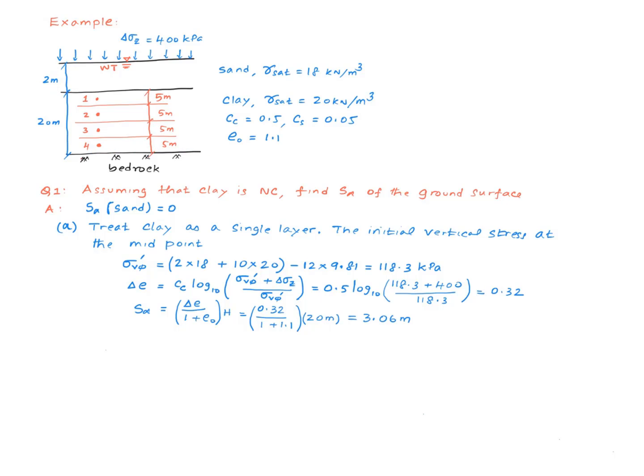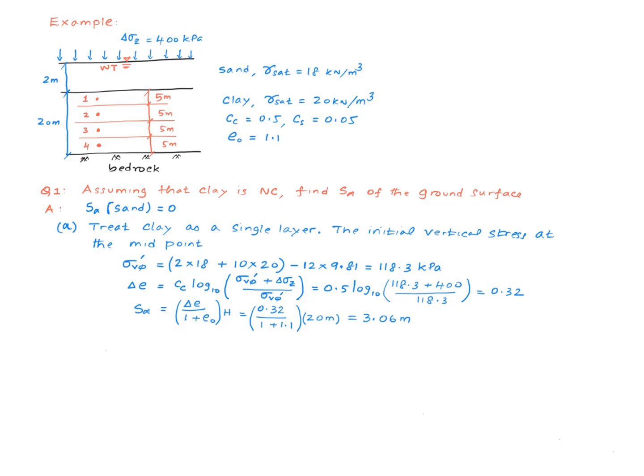Thickness of the sand layer is 2 meters, thickness of the clay layer is 20 meters, and the soil deposit is subjected to a uniform vertical stress change of 400 kilopascal. The properties of these layers are given to us, and I'm going to do this problem under a couple of different assumptions. First, let's assume that the clay layer is normally consolidated, and we are interested in obviously finding the ultimate vertical settlement of the ground surface.